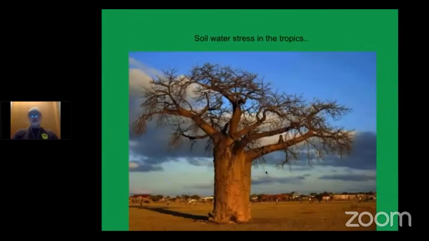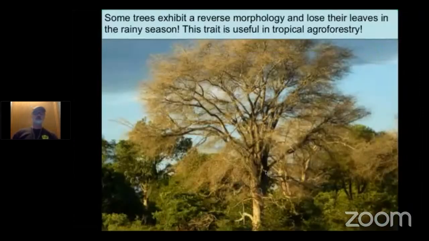Soil water stress typically is what causes leaf drop in tropical areas. And there are some trees that exhibit a reverse morphology, and they lose their leaves in the rainy season. This is a Faidherbia albida, which has really been jumped on lately by agroforesters, especially in Africa and India, because during the rainy season, when you want to have your crops exposed to the full sun, the Faidherbia drops its leaves, so you can get full sun down on your crop fields.